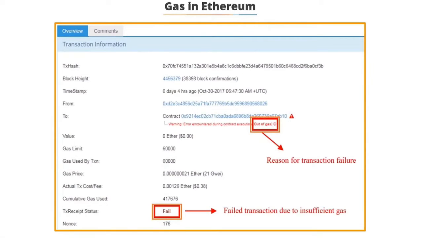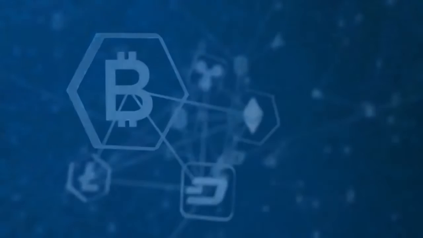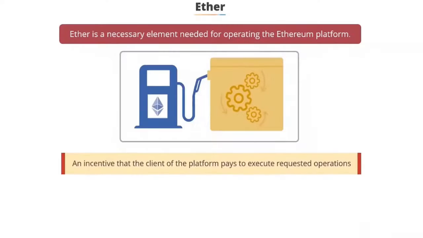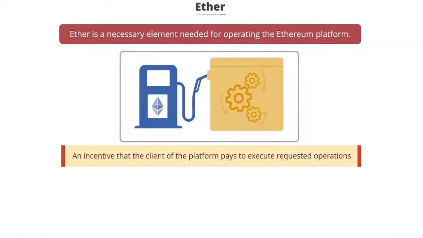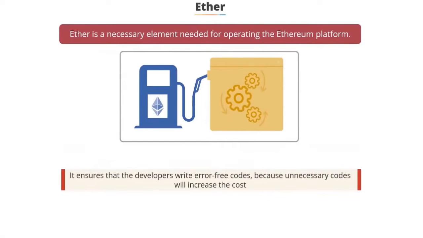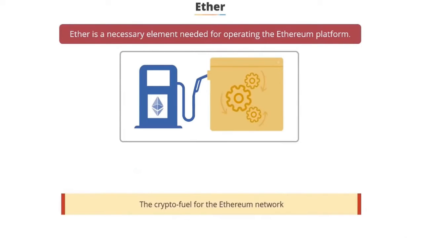Like Bitcoin, Ethereum also has its currency, which is called Ether. It is an incentive that the client of the platform pays to execute requested operations. It ensures that the developers write error-free code because unnecessary code will increase the cost. Ethereum is a blockchain-based platform, and Ether is the cryptocurrency that fuels the platform. It is commonly denoted as ETH.